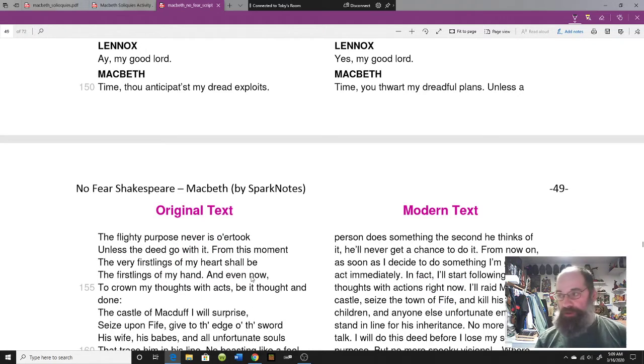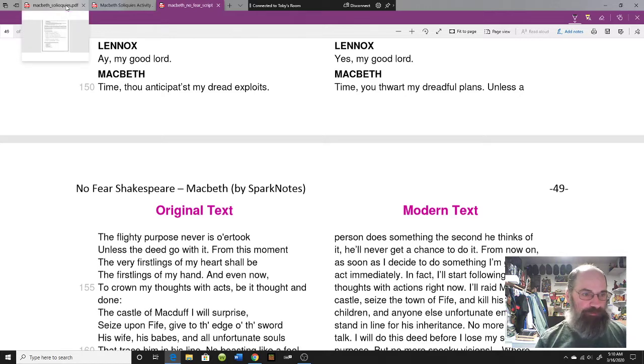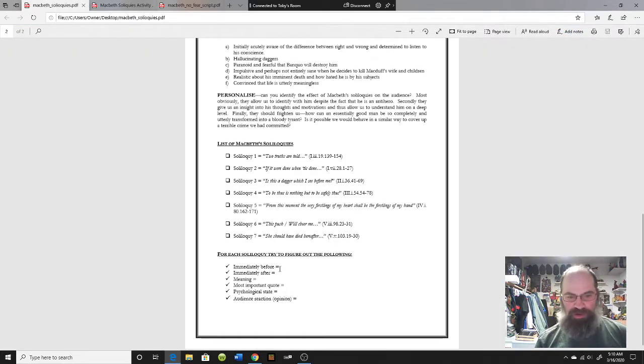So here we go. Now we're getting to the big job. We're getting to the soliloquy I want you to focus on, if you're following along, if you're in fact in Act 4, Scene 1. Remember what's immediately before, what's immediately after, what's the meaning. So we've taken care of immediately before, and we're going to work on meaning, important quote, psychological state, and audience reaction.